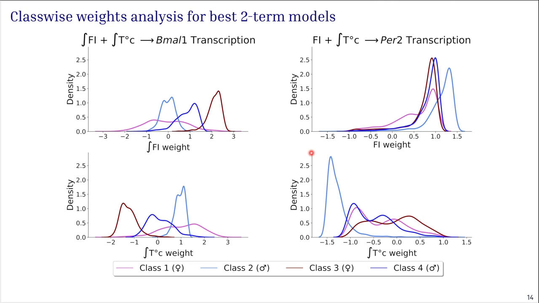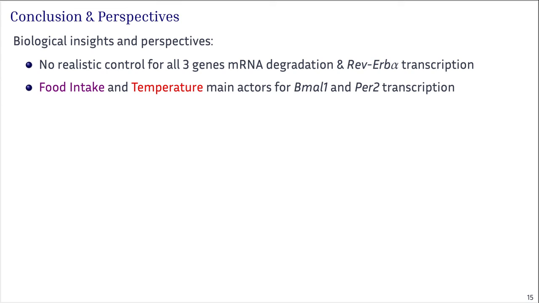If we look at the PER2 model, the weight distribution associated with the action of food intake seems quite similar class-wise. It is now time to conclude. From a biological point of view, what we did learn today is that, conditionally to all hypotheses, it is unlikely that we have a linear control of systemic regulators on either Rev-erb alpha transcription or gene mRNA degradation for all three genes considered. Perhaps the control is not linear, or perhaps we did not measure the right systemic regulators. However, in the case of the control on BMAL1 and PER2 transcription, food intake and temperature stand out as main actors, as literature already observed.